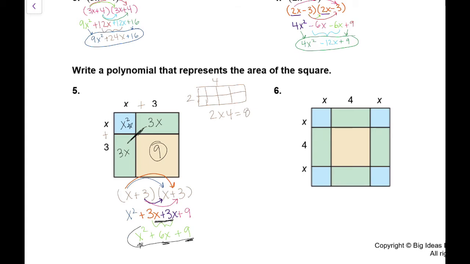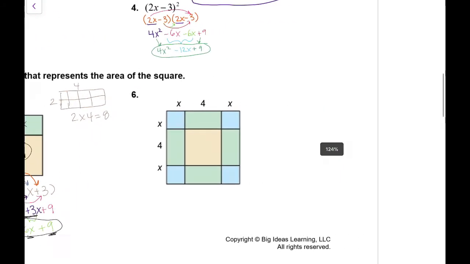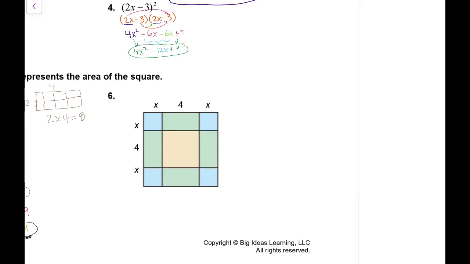We can do this with problem number 6 as well. We have x plus 4 plus x on the top and x plus 4 plus x on the side. Now, if I add x plus 4 plus x, this is going to give me 2x plus 4 on top.